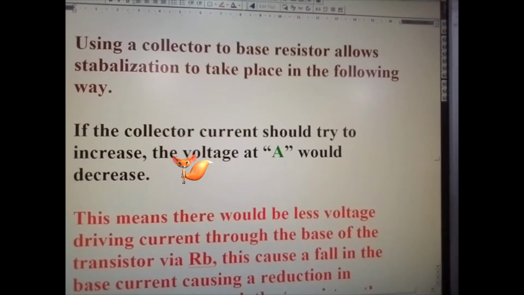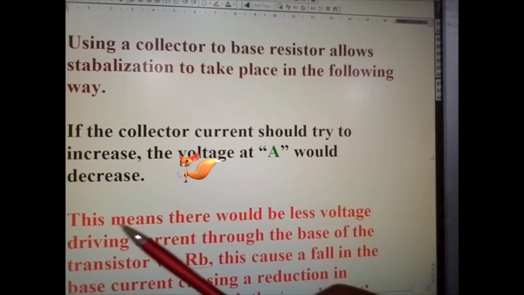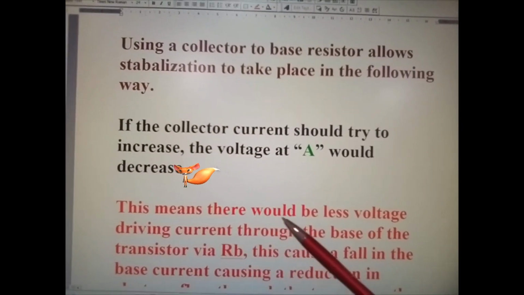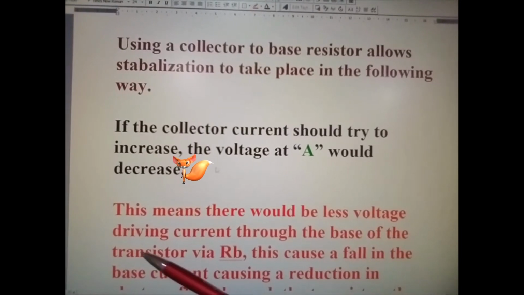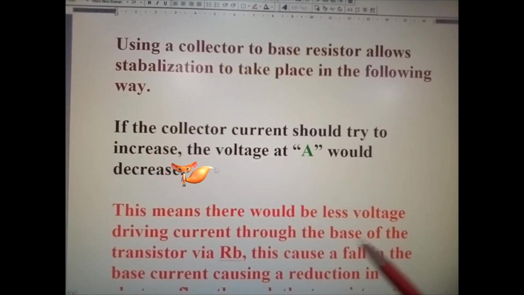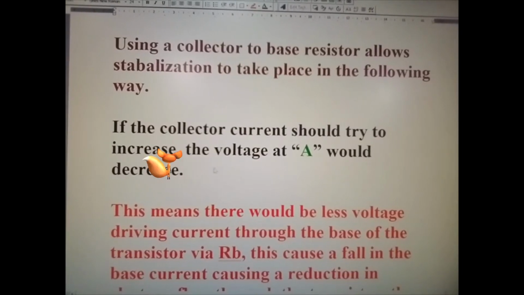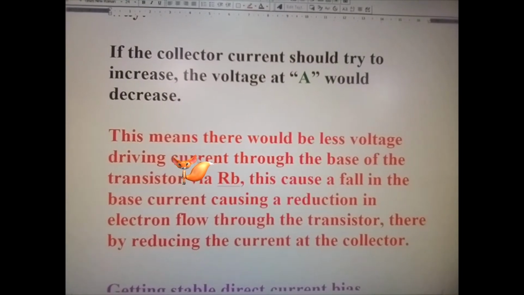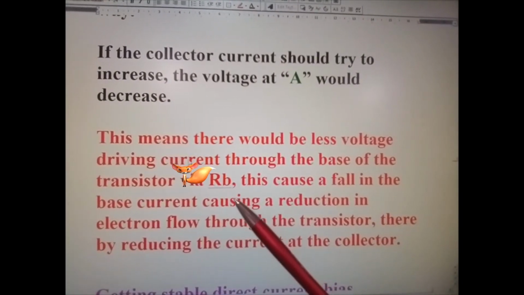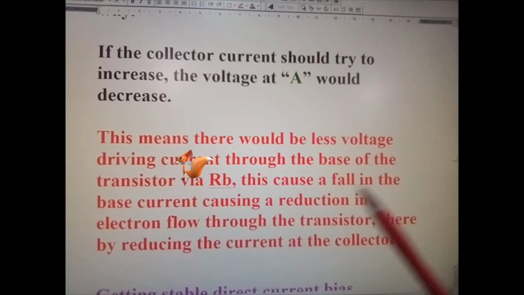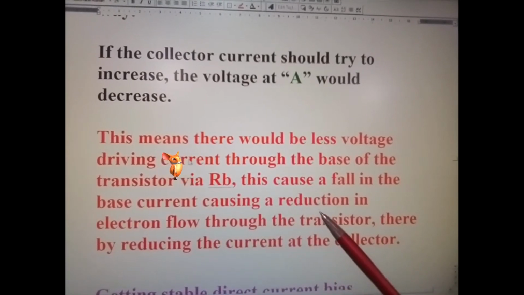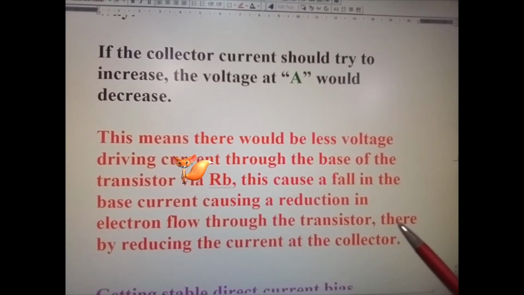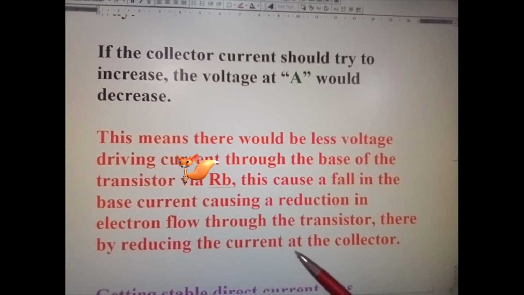So here we have the voltage at A would decrease. Now, this means there would be less voltage driving current through the base of the transistor via RB. And when you look back at the diagram, you'll see where RB is. Okay, you can do that for yourself. This causes a fall in the base current, causing a reduction in electron flow through the transistor, thereby reducing the current at the collector.